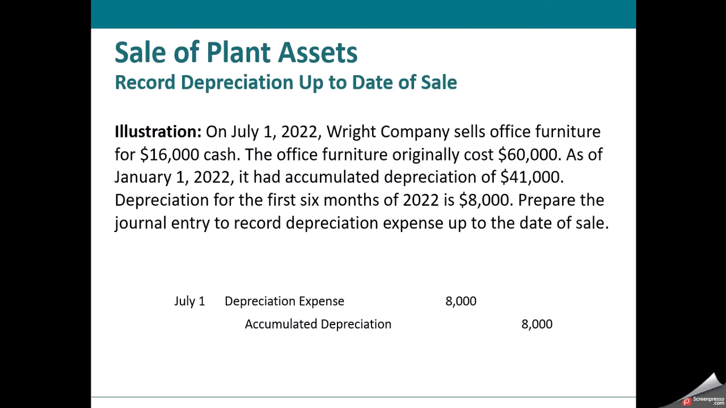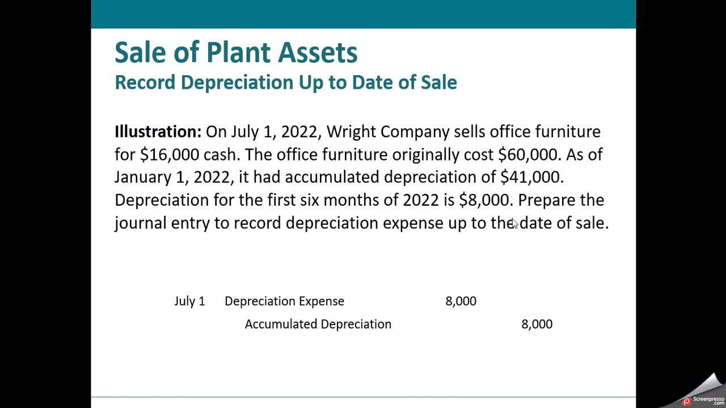So here we have an example. They're selling office furniture for $16,000. It originally cost $60,000 and has accumulated depreciation of $41,000. So then I'm going to subtract those. $60,000 minus $41,000 gives me a $19,000 net book value.